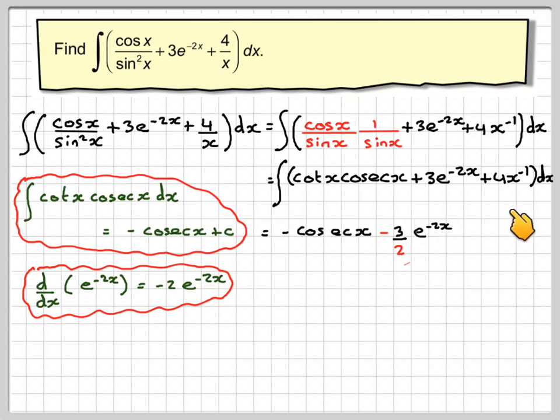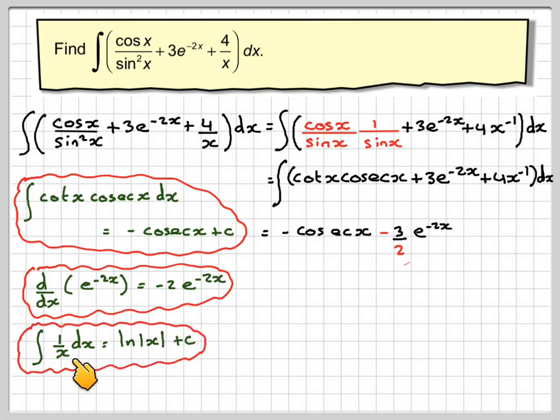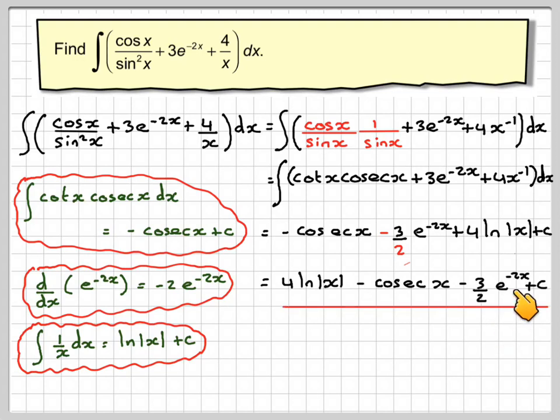And then 4x to the minus 1 will be the integral of 1 over x dx, which is ln of x plus c. So that will be 4 ln of the absolute value of x plus c. Just rearranging that a little bit, that will become 4 ln of x minus cosec x minus 3 over 2e to the minus 2x plus c.